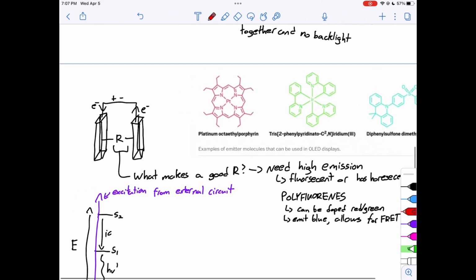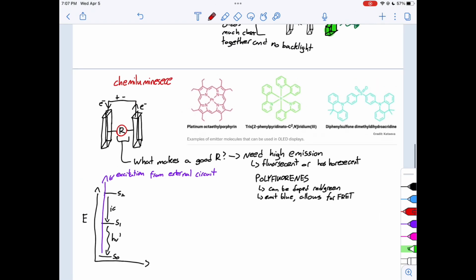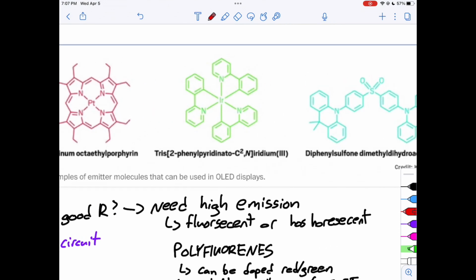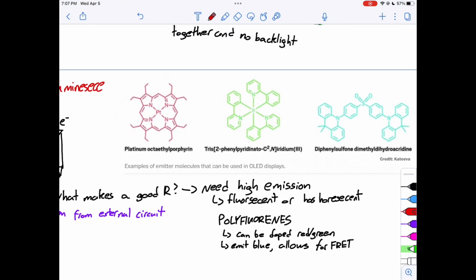So how is this done, or what sort of makes a good R group? Well, the principle being used here is chemiluminescence. Which is emitting light when a current is applied across the substance. So you want a high emission for these OLEDs, and that's a high quantum yield for fluorescence or phosphorescence. I'm missing a P there.